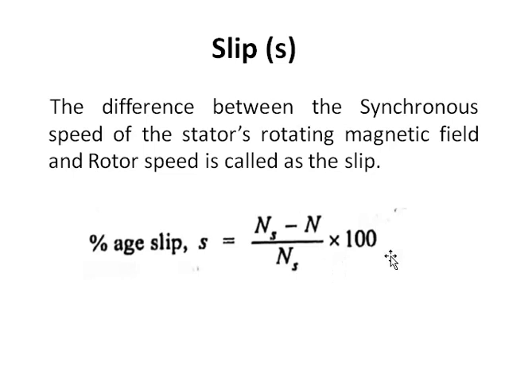The slip would reduce. The meaning is, initially when the machine is about to start, the slip value is very high. As the machine starts rotating to its full speed, the slip will come down.